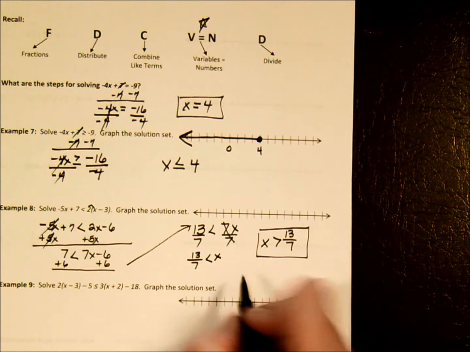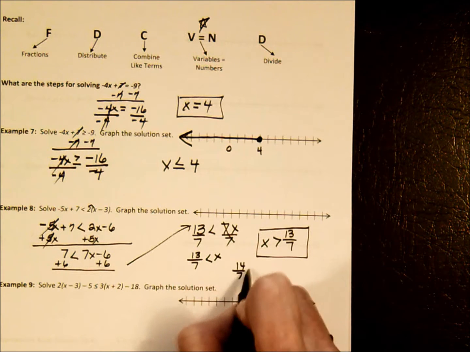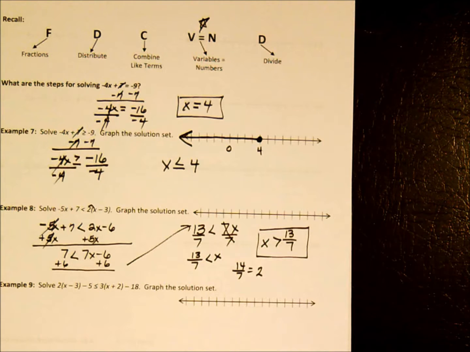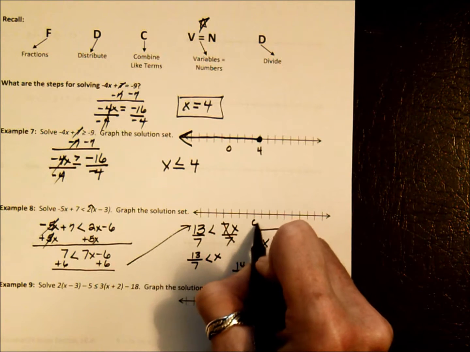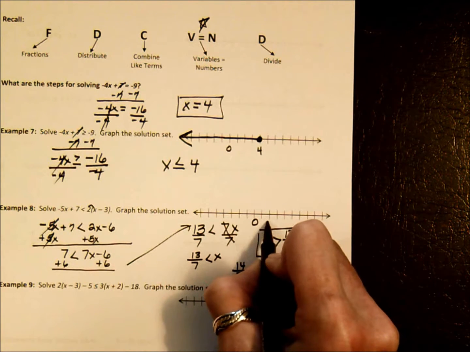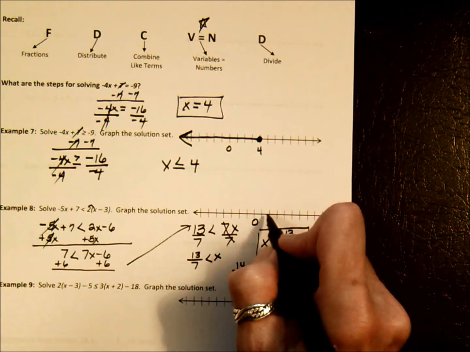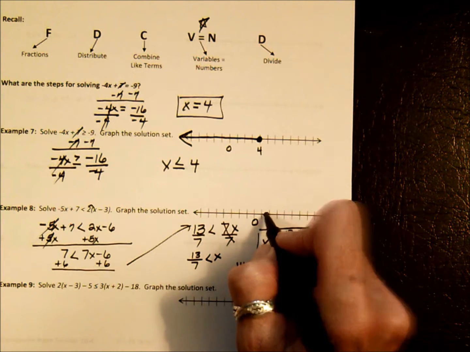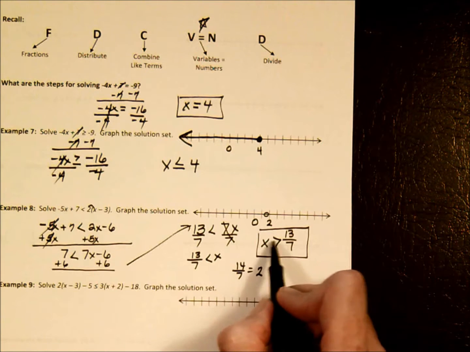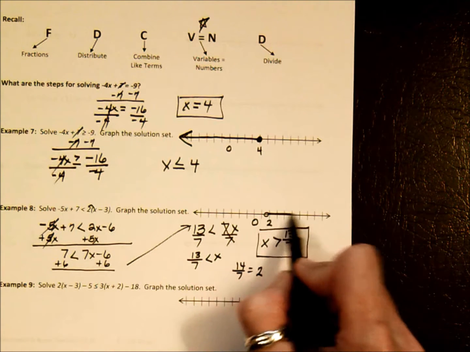I think, well, if it was 14/7, it would be equal to 2. So 13/7 must be just a little bit less than 2. So if this is 0, and this is 1, and this is 2, I know that I want an open circle that's a little bit less than 2, and my arrow is pointing to the right.